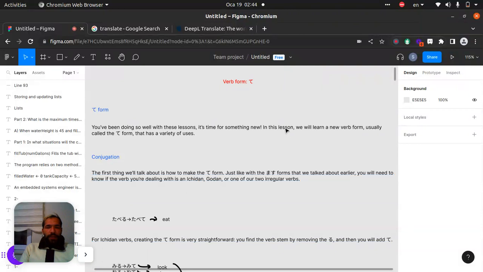Yes, today the learning journey will start with the verb form te. Te means like ni, we used it before. So, what does it mean, what can we do with it? You've been doing so well with these lessons. It's time for something new. In this lesson, we'll learn about a new verb form, usually called the te form, that has a variety of uses.